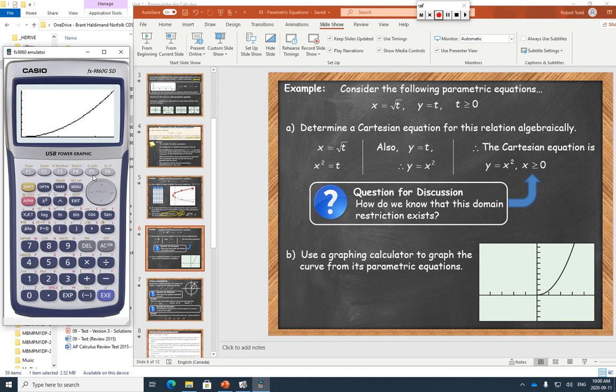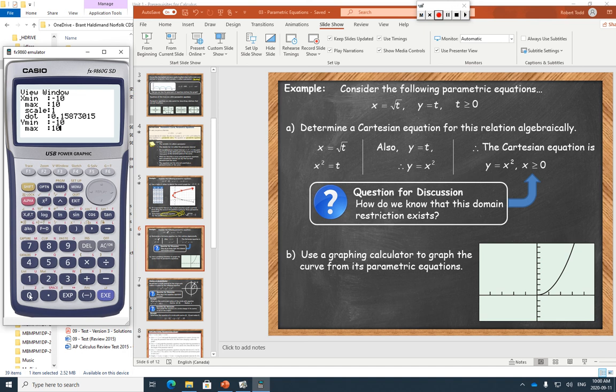So then the other thing you can do is V window, which is the F3 button, and then you can make the window whatever you want. So for instance, I always go negative 10 to 10. When I don't know what the heck's going on and I can't see my graph, I always go negative 10 to 10. That usually solves my problem. X min negative 10, X max positive 10, and then Y min negative 10, Y max positive 10.